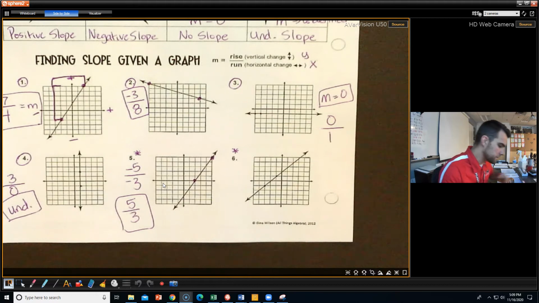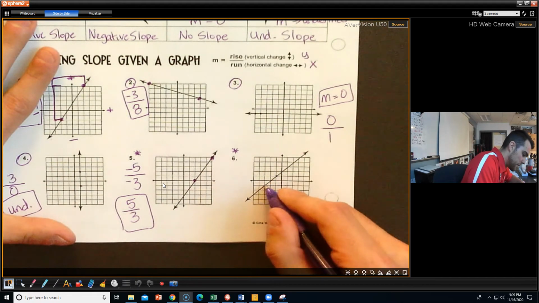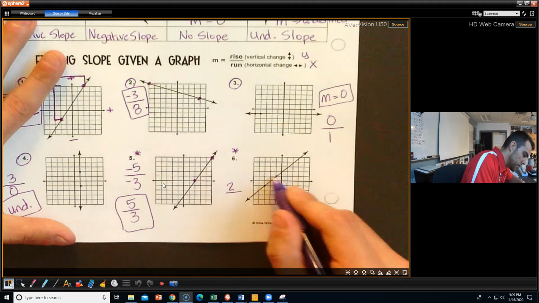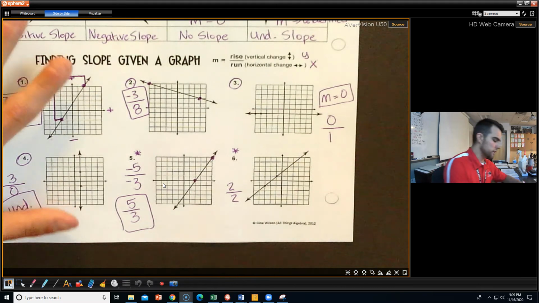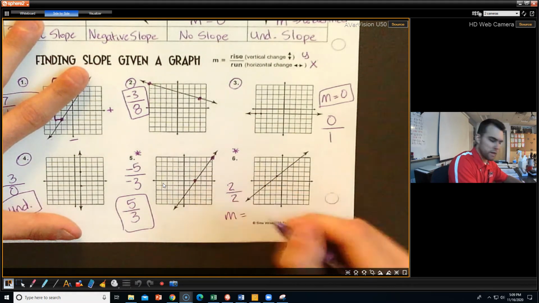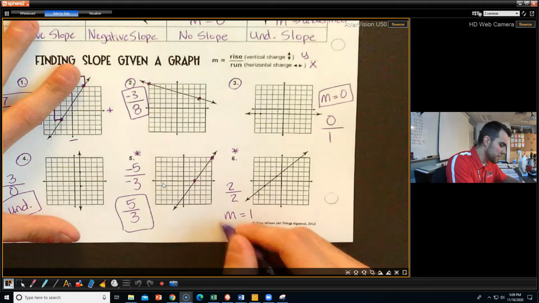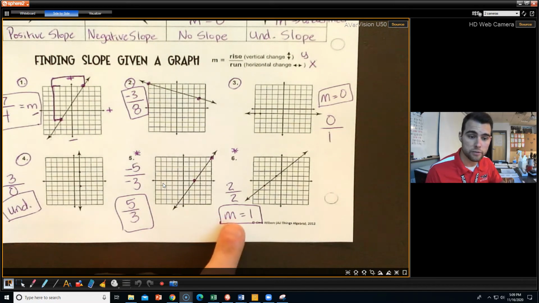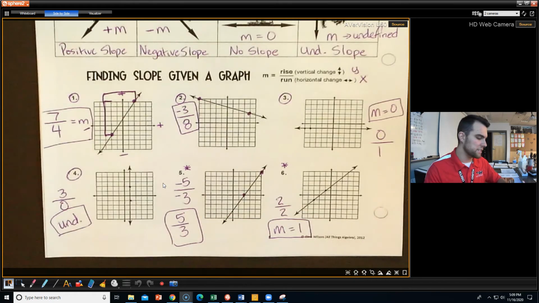Let's look at number 6, okay? Let's start from here and go to here. So my rise is 1, 2. My run is 1, 2 as well. And what is 2 over 2? Well, 2 over 2 reduces to just 1. So you could say that your slope is equal to 1, instead of just saying it's 2 over 2. Okay, so you can simplify this and make it simpler to look at and easier to see.